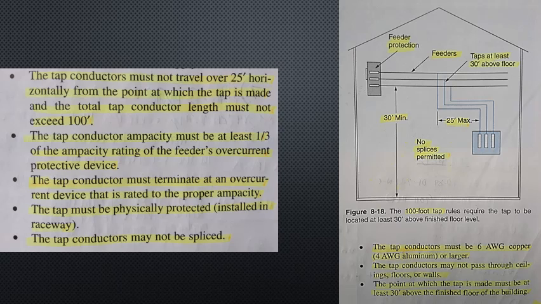Other conditions apply. The tap conductors must be 6 AWG copper or 4 AWG aluminum or larger. The tap conductors may not pass through ceilings, floors, or walls. And finally, the point at which the tap is made must be at least 30 feet above the finished floor of the building.